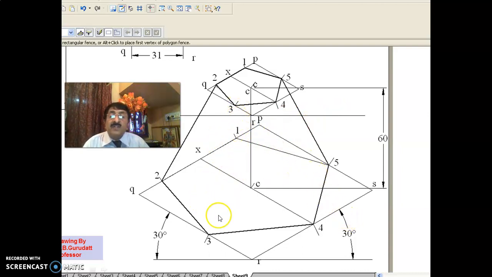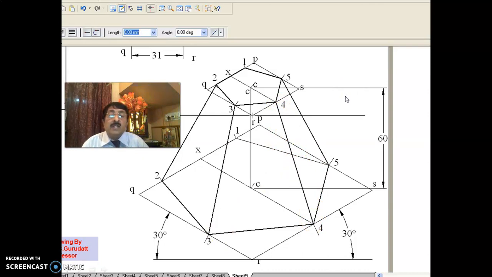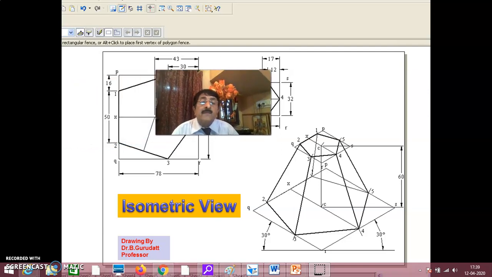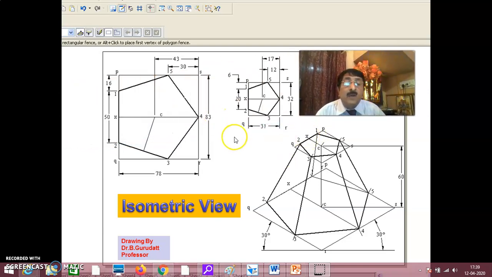Edges on the left surface is 3 to 3. Edges on the right surface is only 4 to 4. In that way, 3 to 3 and 4 to 4 you complete. Then the back edge 1 to 1 and all that you make light. This is the isometric view of the frustum of pentagonal pyramid.